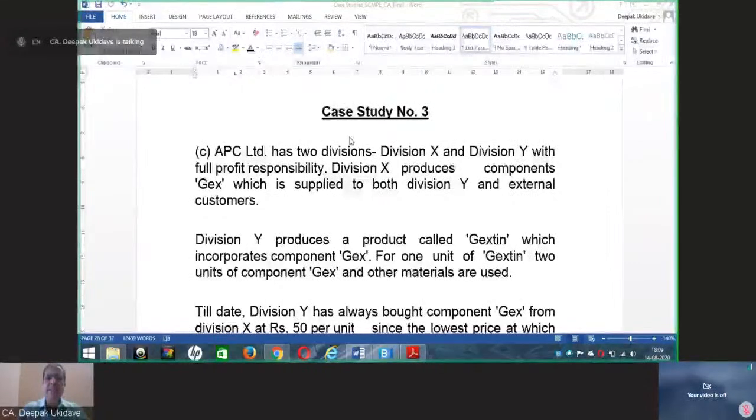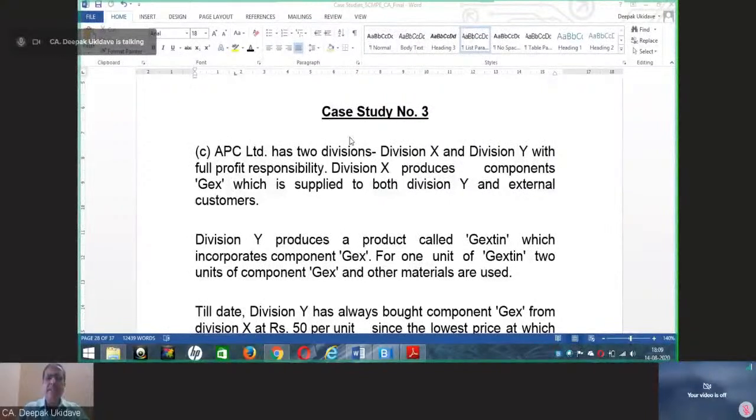Please try to understand, and if you have any doubt in any of the figures or calculations, you can ask. Profitability of each division and the company as a whole when Division X supplies 240,000 units of checks annually to Division Y. All of you are aware that Division Y produces 120,000 units of Jextin, and each unit of Jextin requires 2 components of checks, which is currently procured from Division X, 240,000 units of checks annually, right?